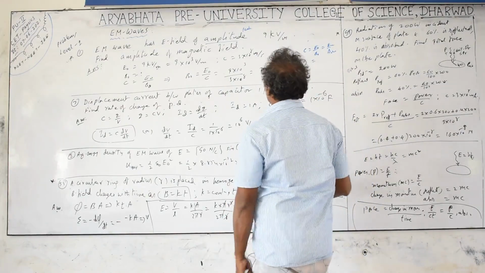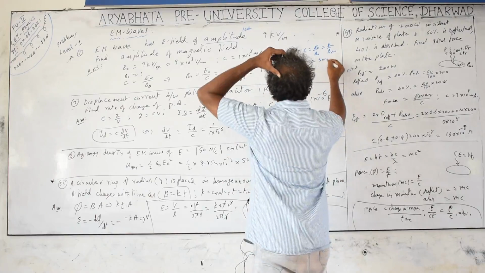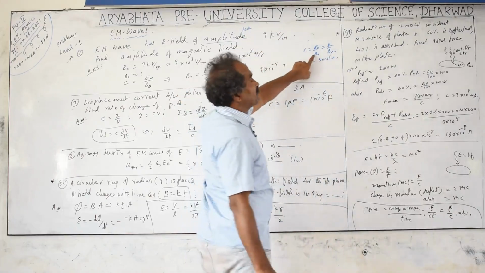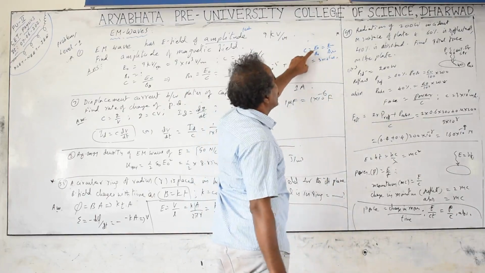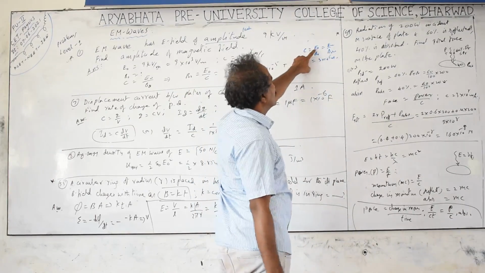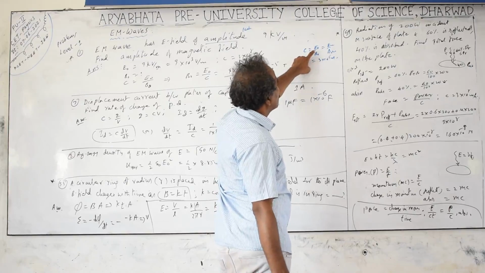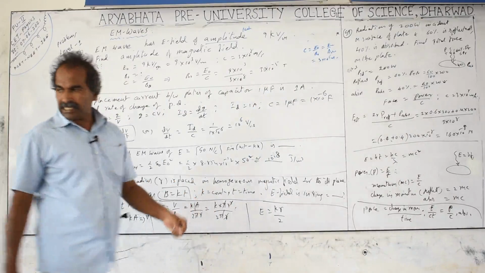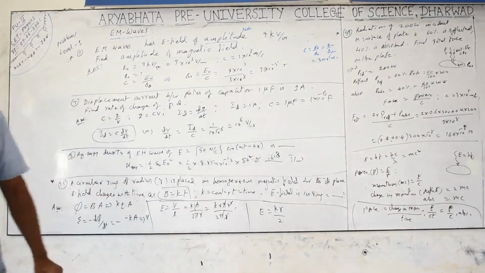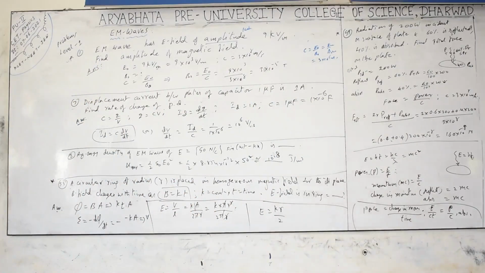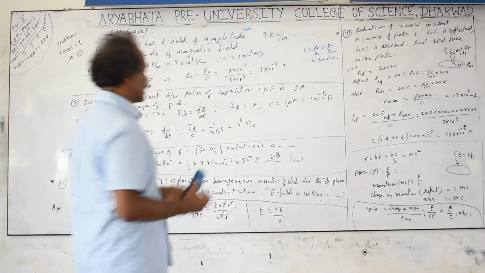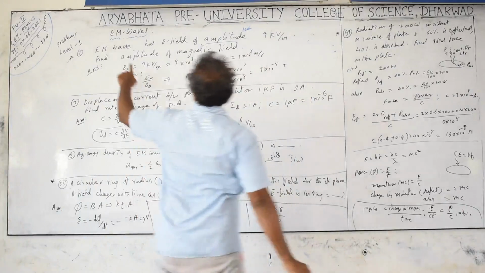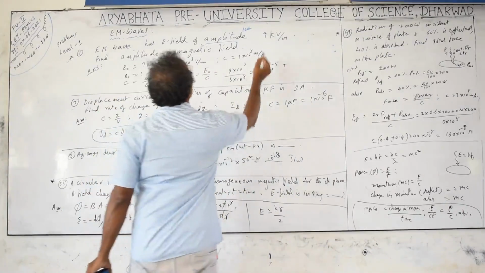C is the speed of light in vacuum, which equals 3 into 10 to the power of 8 meter per second. If they give it in a medium, it is electric field in the medium by magnetic field in the medium. Medium means glass, water, etc., electromagnetic waves passing through materials. So E medium by B medium you have to take. Electric field in the medium is related to the dielectric constant of the material, and magnetic field in the medium is related to the permeability of the material.